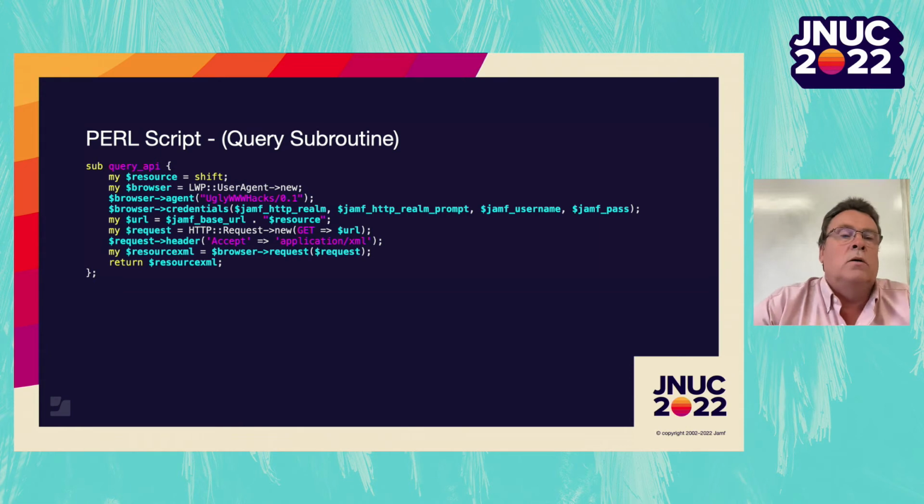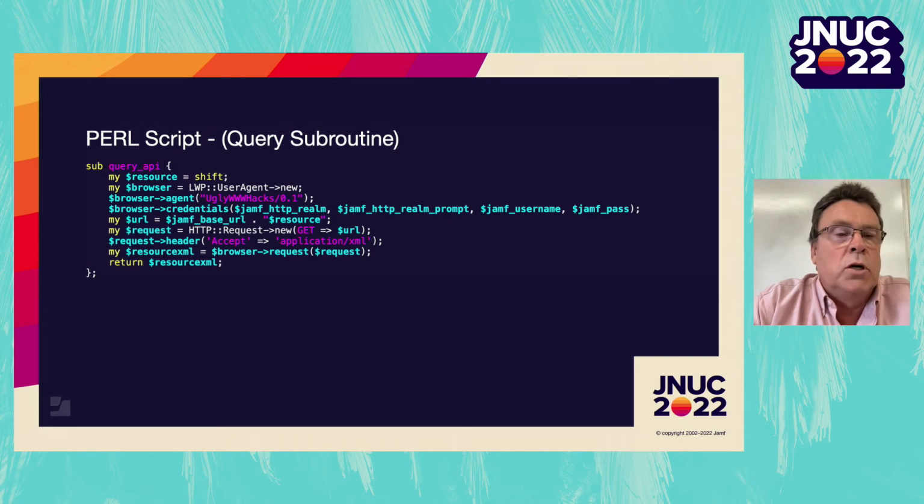I did create in the script, if you're looking at the script at the bottom, a subroutine that does the querying of the Jamf Pro server, rather than have all this written right into the code every time I want to query the Jamf Pro server. I just created a little subroutine that you pass the resource you want, for example, classes, and then it does the query and spits back the XML from the Jamf Pro server.